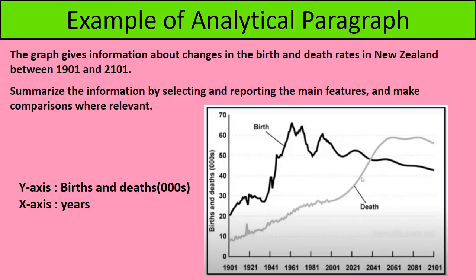At the beginning of the period, it stood at 20,000 and increased to the peak, that is 66,000 in the year 1961. And after that, it kept on fluctuating between 65,000 and 50,000. And by the end of the century, it is expected to decrease slowly to around 45,000.